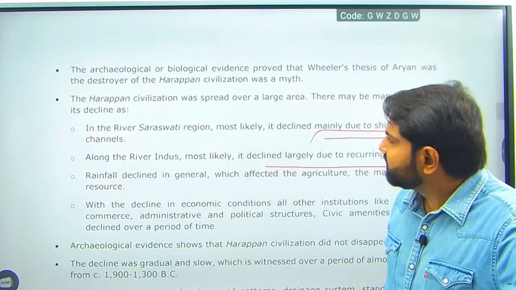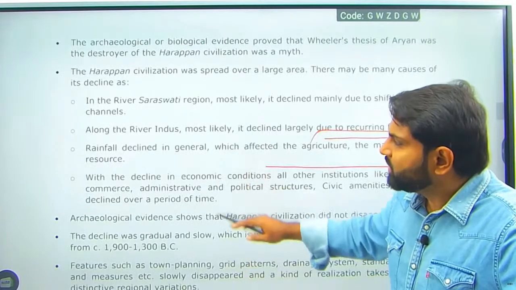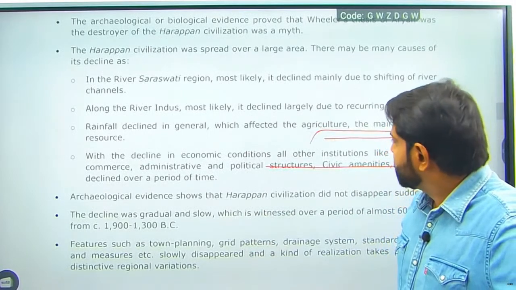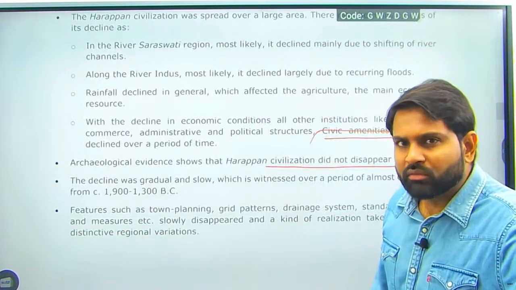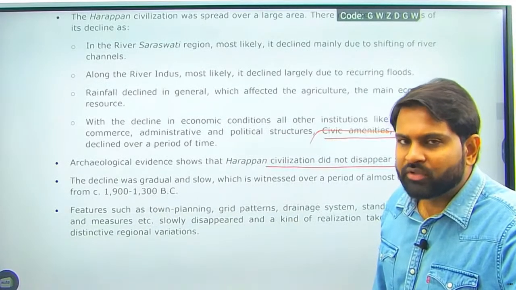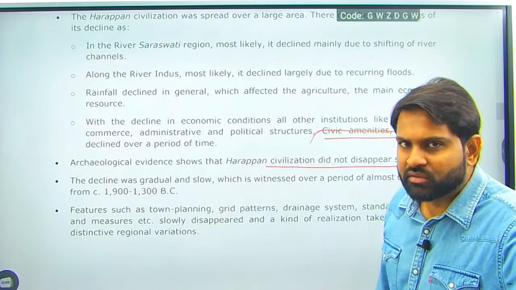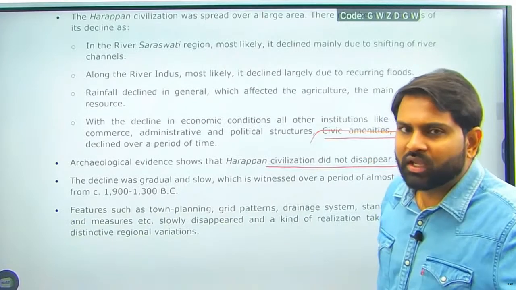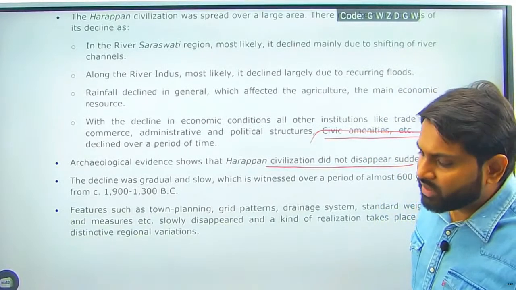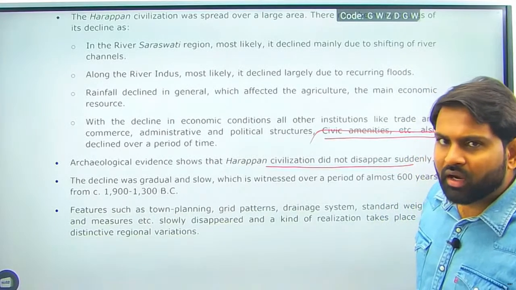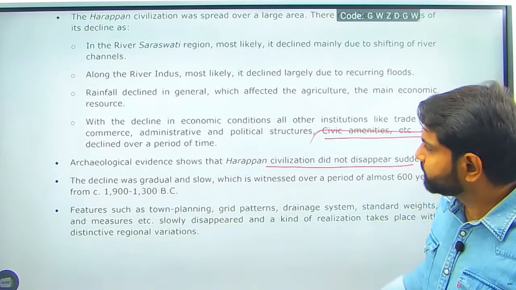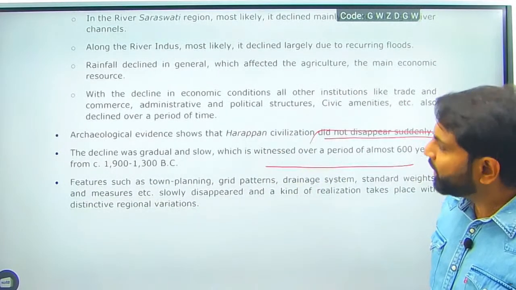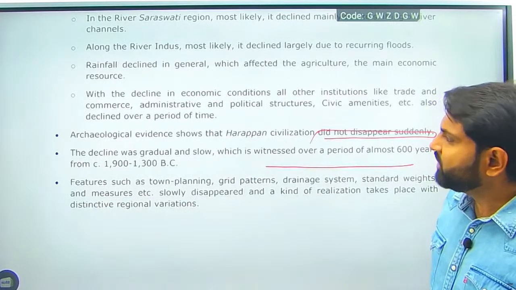The Harappan civilization was spread over a large area, the river Saraswati, the river Indus. Now, if you see these areas, there is no rainfall in general. Maybe this is more relevant to understand. Even now, the monsoon winds are dry in these regions. So, no rainfall in that region. So maybe it is acceptable to say environmental degradation, especially lack of rainfall and lack of water, drought, famine. With the declining economic conditions, all other institutions like trade and commerce, administrative, political structures, civic life, everything declined over time.